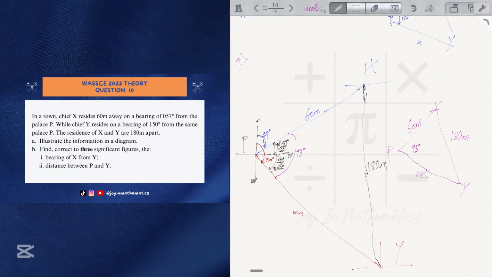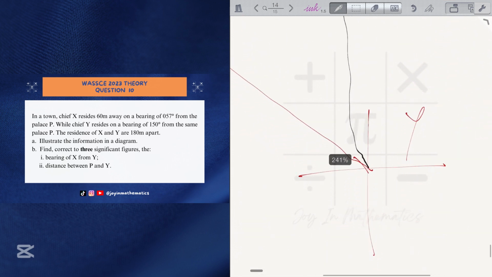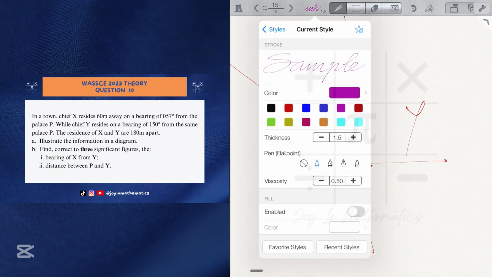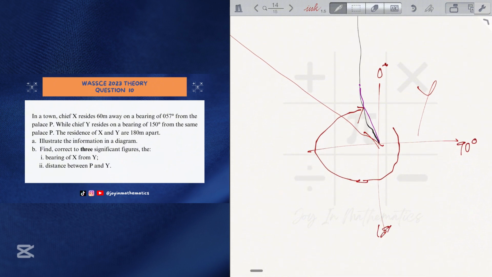Now moving on to question B. The question says we should find the bearing of X from Y. So we are coming to Y because it's from Y. So this is the position of X. So we are looking for the bearing of X from Y, so we are looking for this value down from here to this point. So how do we solve this now? To solve this, we understand that bearing is read 0 degrees, 90 degrees, 180 degrees, 270 degrees, and back to 360 degrees.